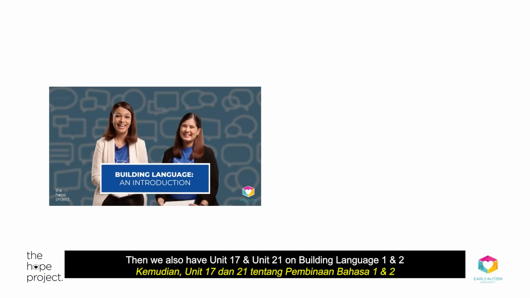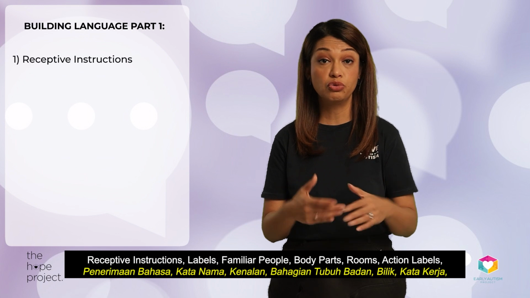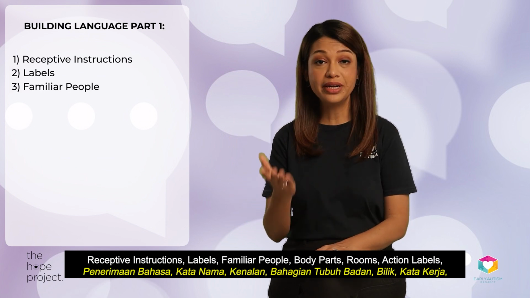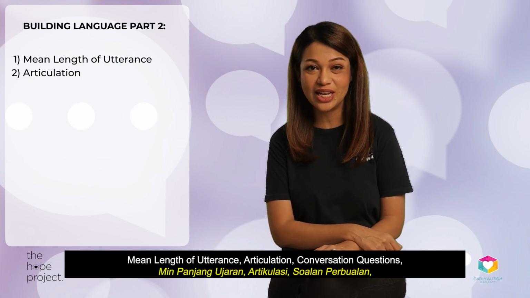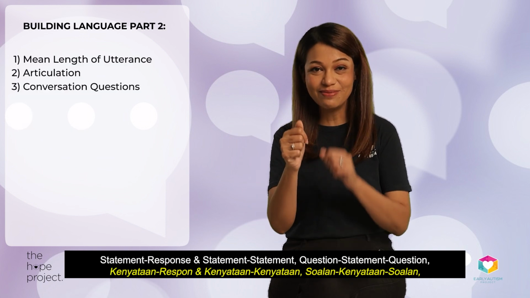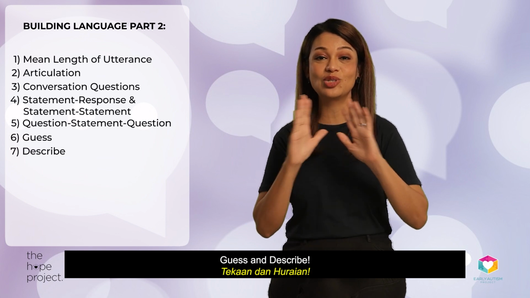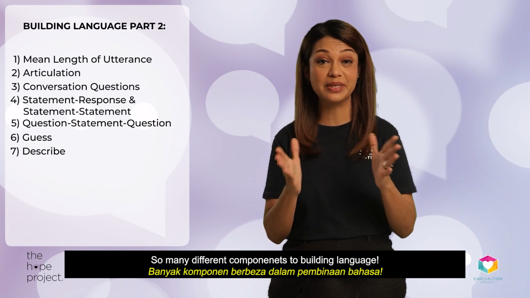Then we also have Unit 17 and Unit 21 on Building Language Part 1 and Part 2. Both these series are essentially specific components of building receptive and expressive language through receptive instructions, labels, familiar people, body parts, rooms, action labels, mean length of utterance, articulation, conversation questions, statement response, statement, question, guess, and describe. Wow, that was a mouthful. So many different components to building language.